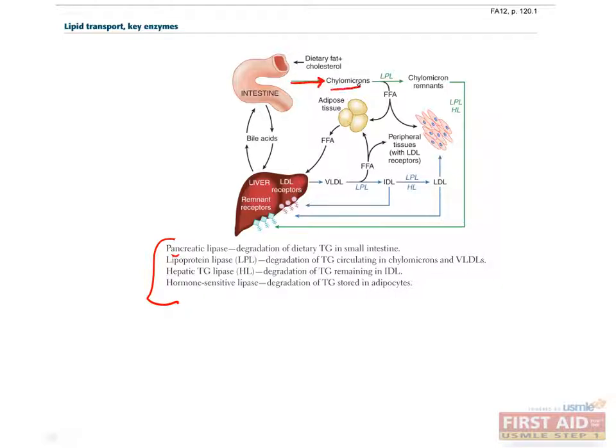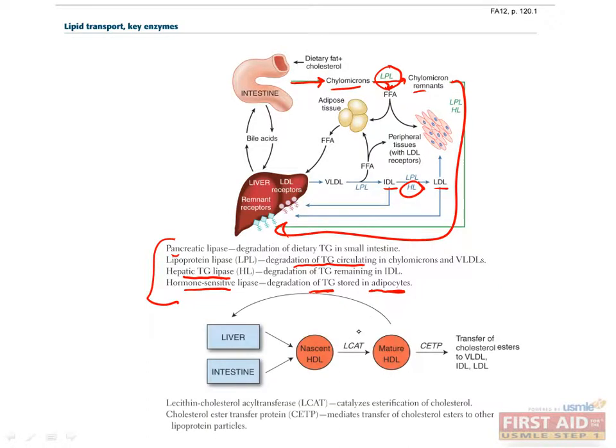Lipoprotein lipase, or LPL, is present on vascular endothelium in adipose and muscle, and catalyzes the same reaction as pancreatic lipase. It degrades triglycerides that are circulating in chylomicrons and VLDL so they can be absorbed by local cells, and the chylomicrons become remnants, which are transported back to the liver. Hepatic triglyceride lipase, or HL, degrades the triglycerides in IDL to form LDL. Lastly, hormone-sensitive lipase is an intracellular enzyme which degrades triglycerides mostly in adipocytes.